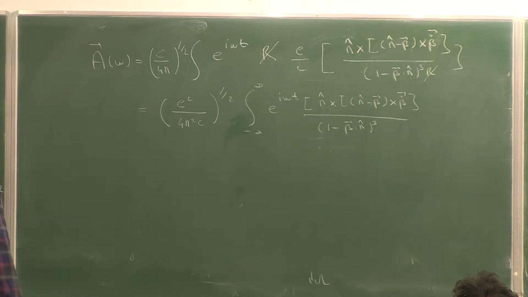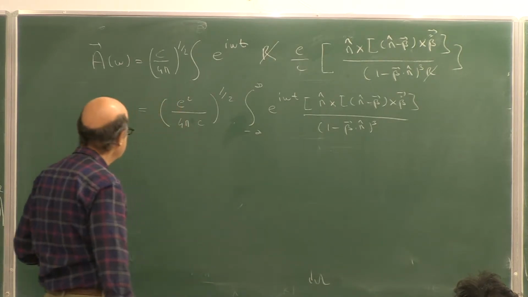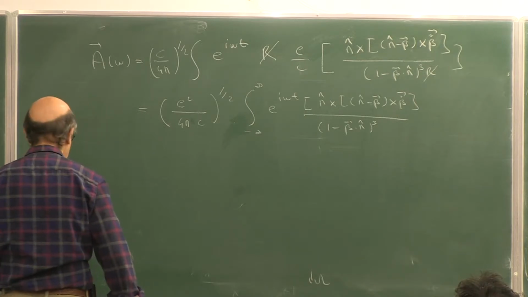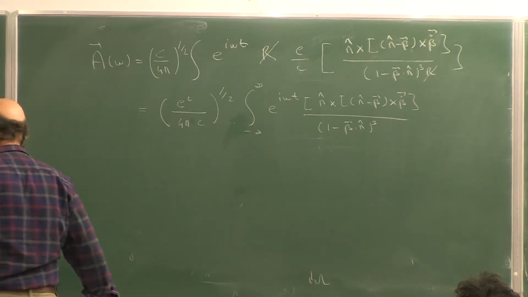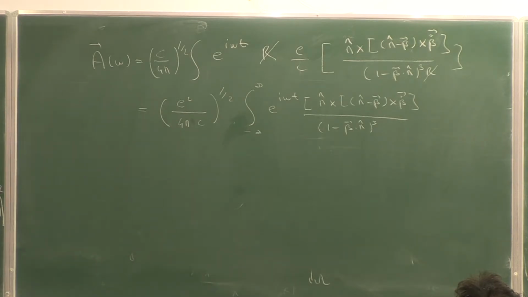Maybe we don't have the pi square, so we have the definition of c over 4 pi square root of, and this should be in that form, I think. So this should be e square over 4 pi c. Yeah, there's something wrong. Yes, that should be 4 pi. So that's correct. So you look at the definition of the Fourier transform.